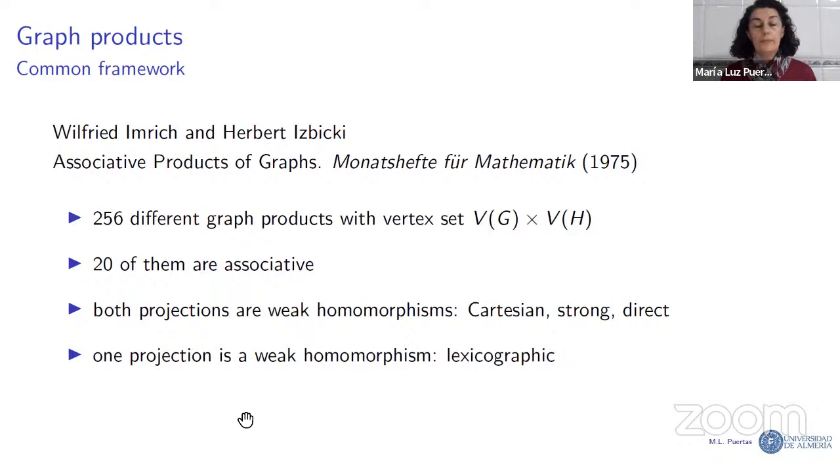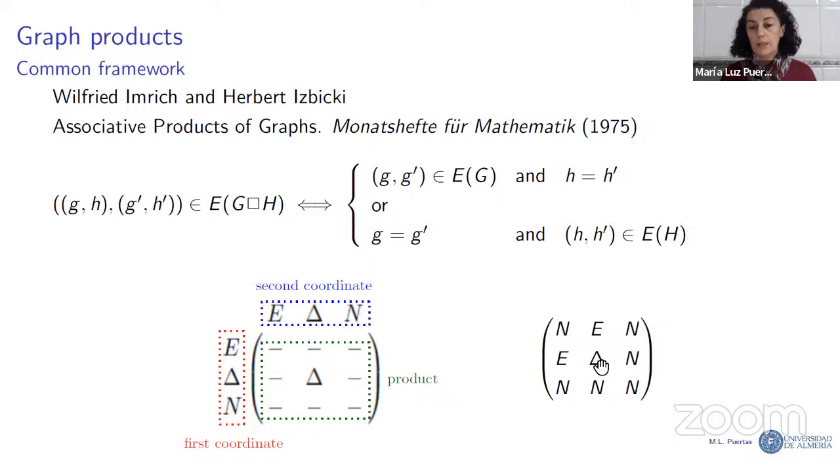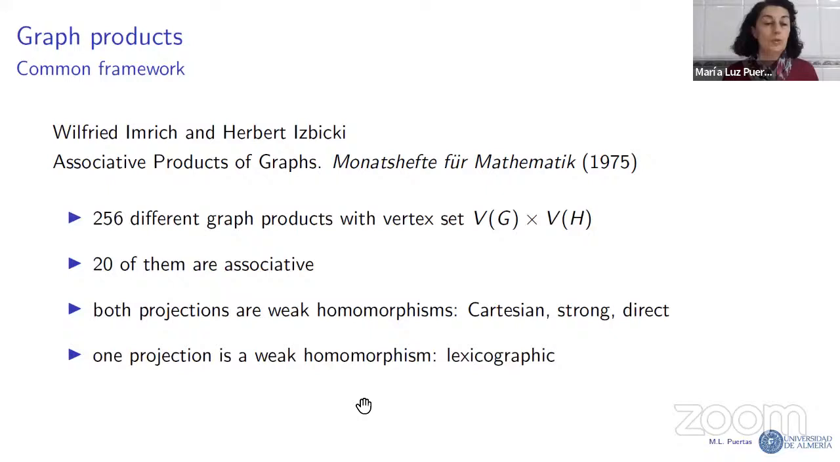As you can see here, we have one fixed position, which is in the middle, and eight positions that can be N or E. And this means that there are 256 different graph products with vertex set the Cartesian product of the two vertex sets. And the authors show that just 20 of them are associative, which is a very interesting property for a binary operation, because you can increase the number of graphs that you can multiply.